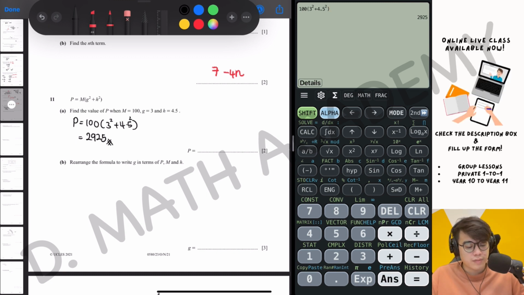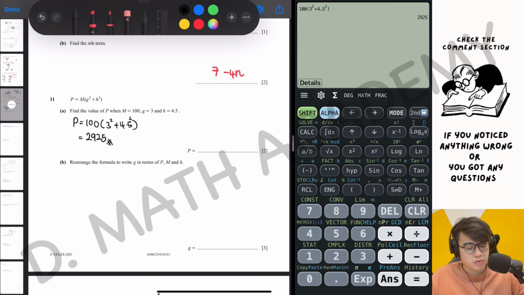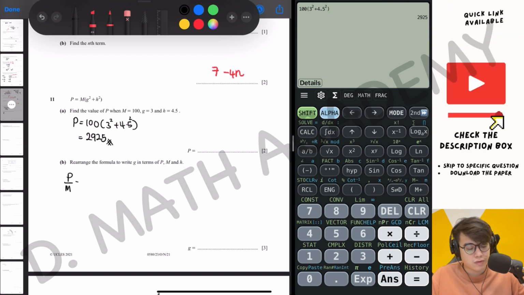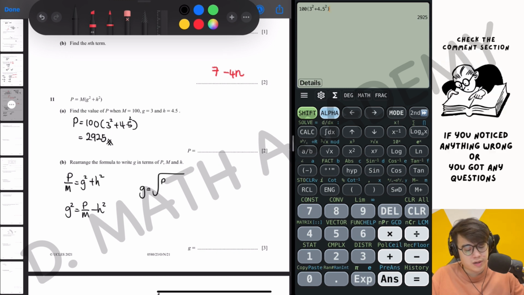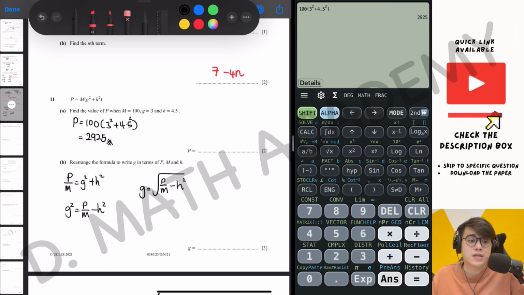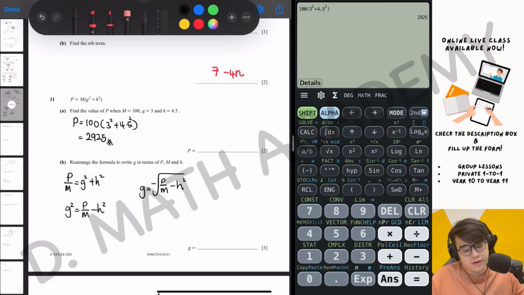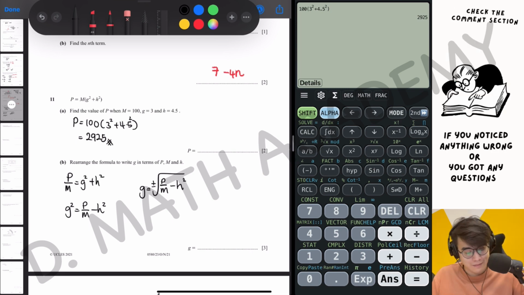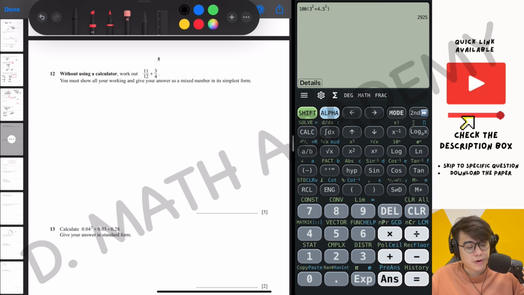Part B, rearrange the formula by writing G in terms of P, M, and H. Okay, so we have P divided by M equals to G squared plus H squared. Since they wanted G, I will throw my H squared to the back. G will be square root of P over M minus H squared. So that's it. Okay, this will be my final result. And since they didn't mention positive or negative, to be safe, you just put plus minus at the front, since we're dealing with squares here. Moving on to the next part.